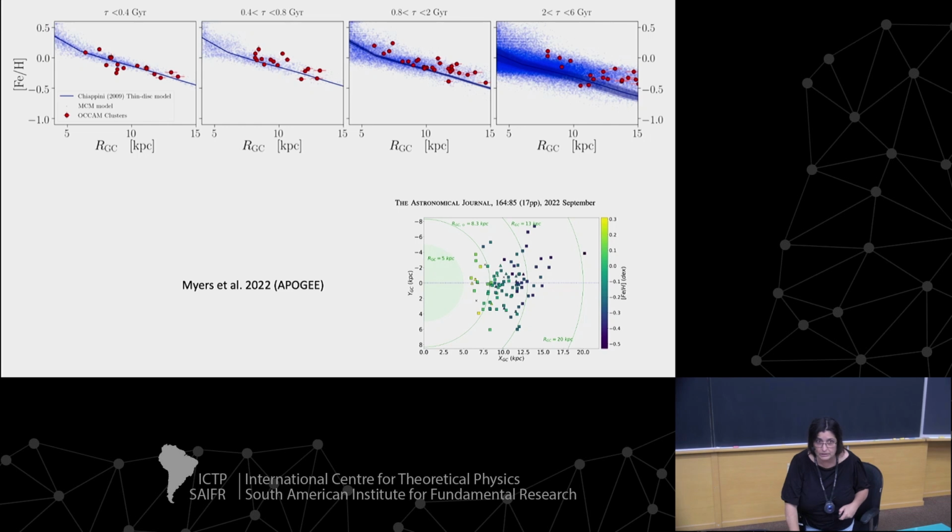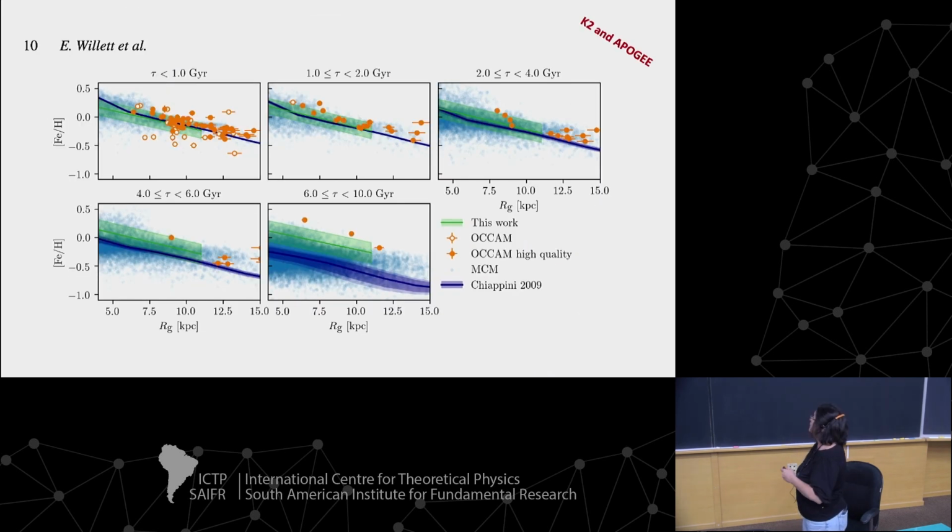You can use another data set. That's the nice thing. Once you have a result, you check if this is happening in several data sets. So the last data set I want to show is this. Very recent. It's a paper we have in 2024, I think. So this is, I'm using the OCCAM survey, which is another data set of clusters. No, sorry, this is APOGEE.